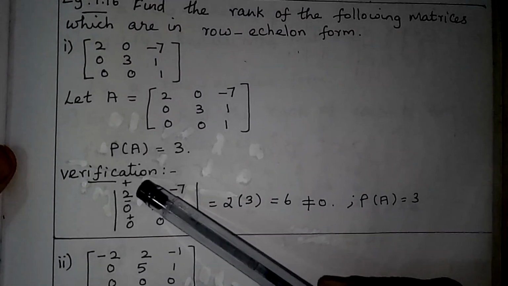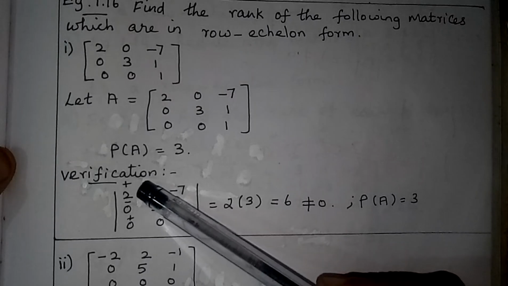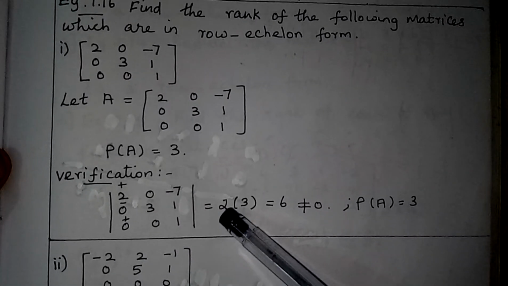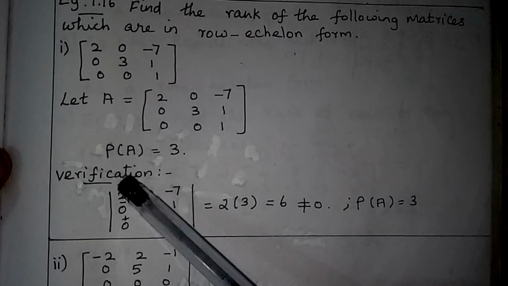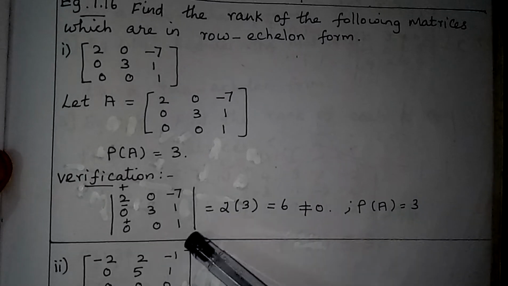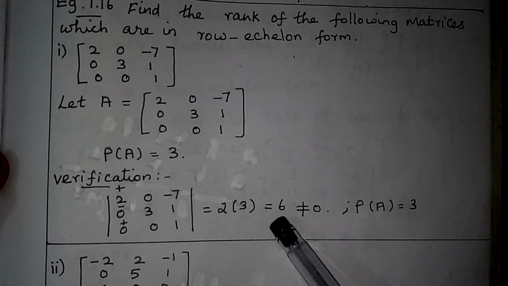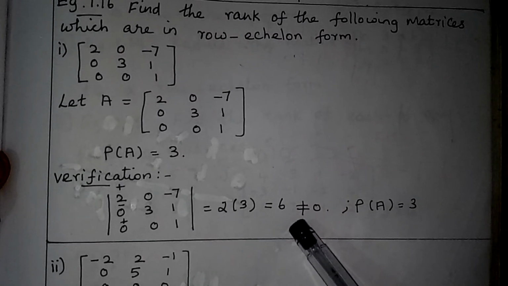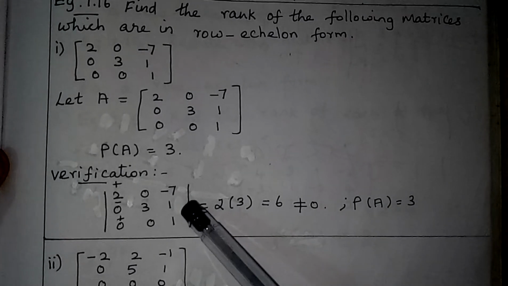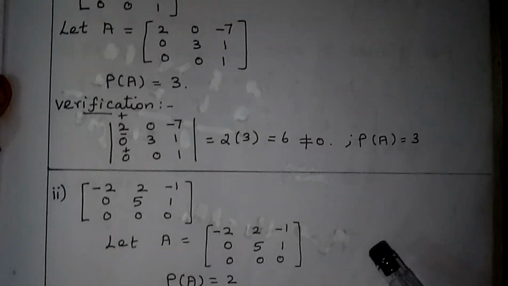You see here, along the first column, these two terms are 0. Only one non-zero element is there, isn't it? So you expand along the first column. So 2 into, leave the first row and first column. So the determinant of this you will get. It is what? 3 minus 0. So 3. 2 into 3 means it is 6. 6 is not equal to 0. So it is not equal to 0 means what we will do? We will take the rank as the order of this matrix. It is what? 3. So rank of A is 3.